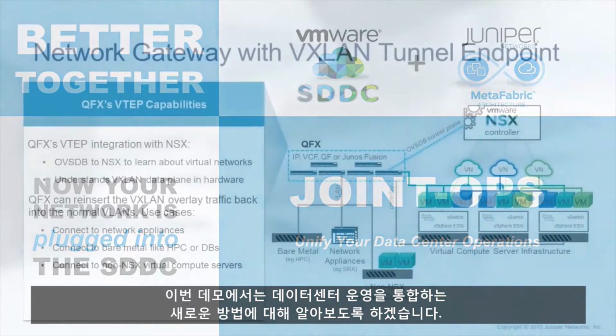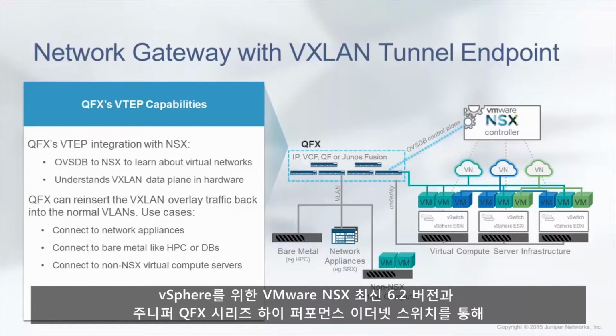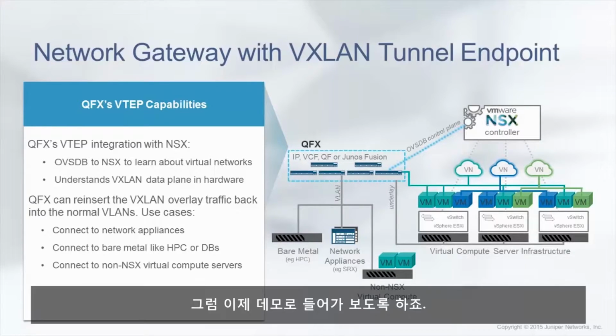In this quick demo, we'll see one new way to unify your data center operations. We'll show the latest 6.2 version of VMware NSX for vSphere in action, managing virtual overlay networks that are bridged to bare metal servers through a Juniper QFX series high-performance Ethernet switch. Now let's get to the demo.